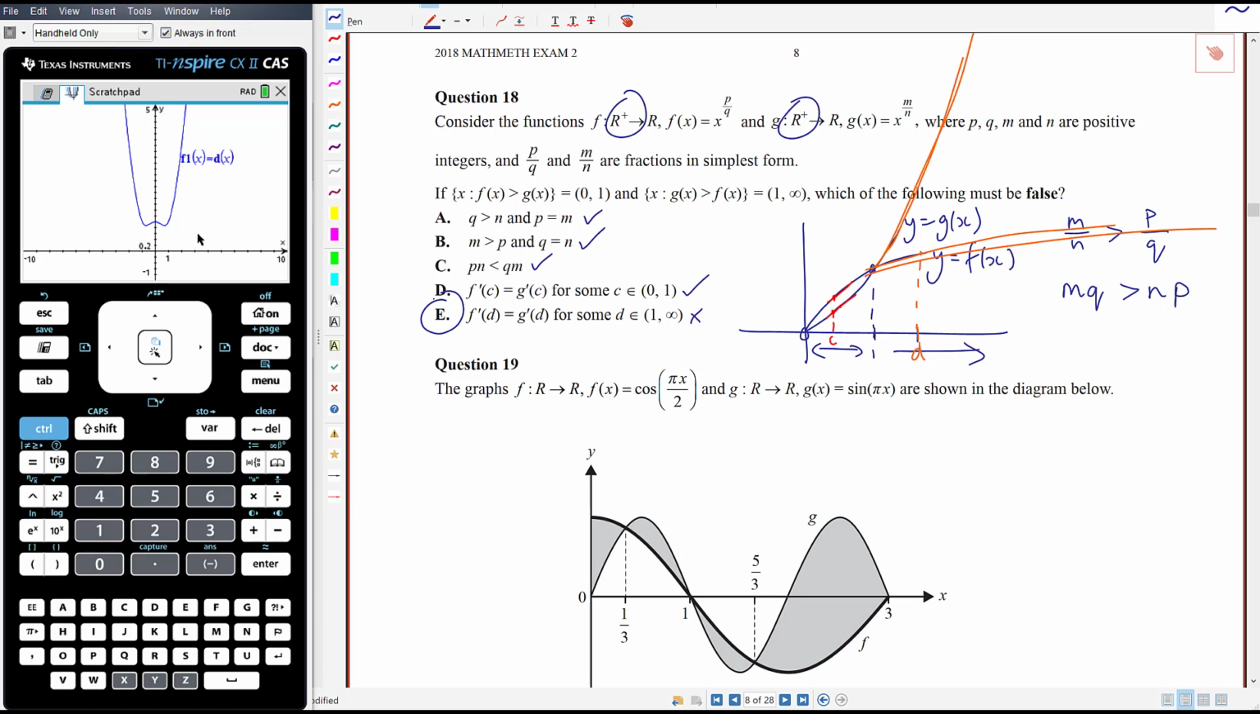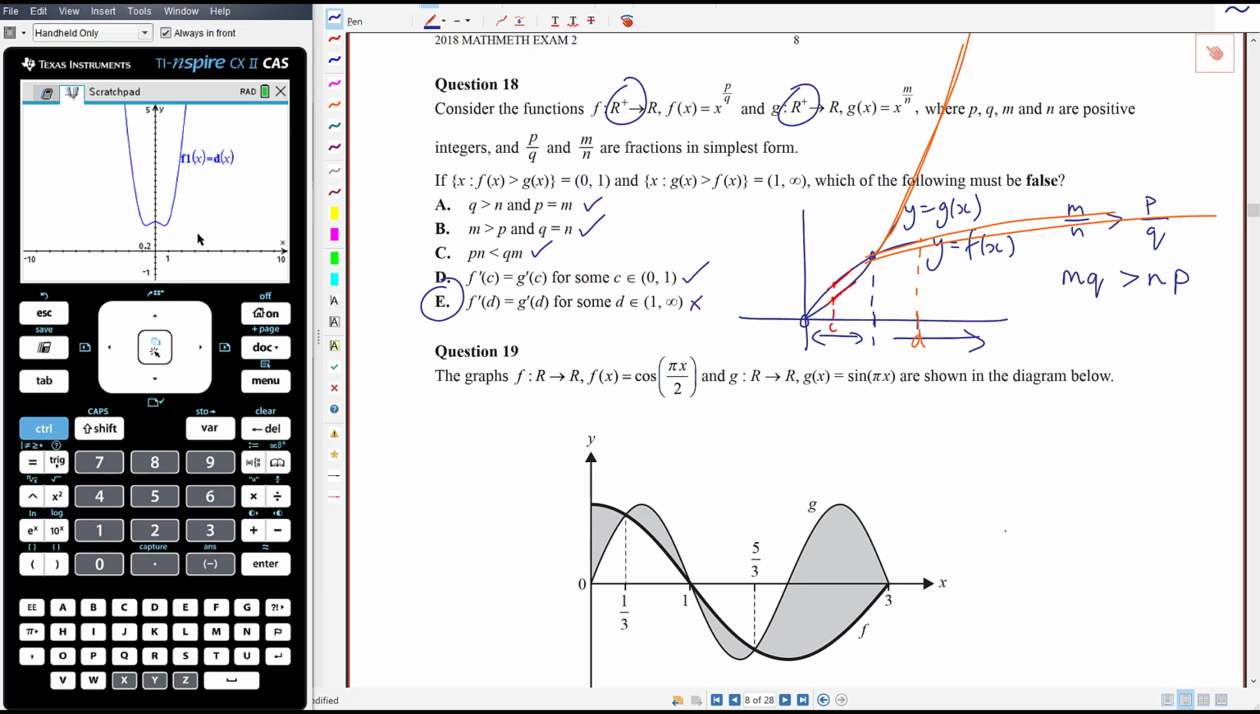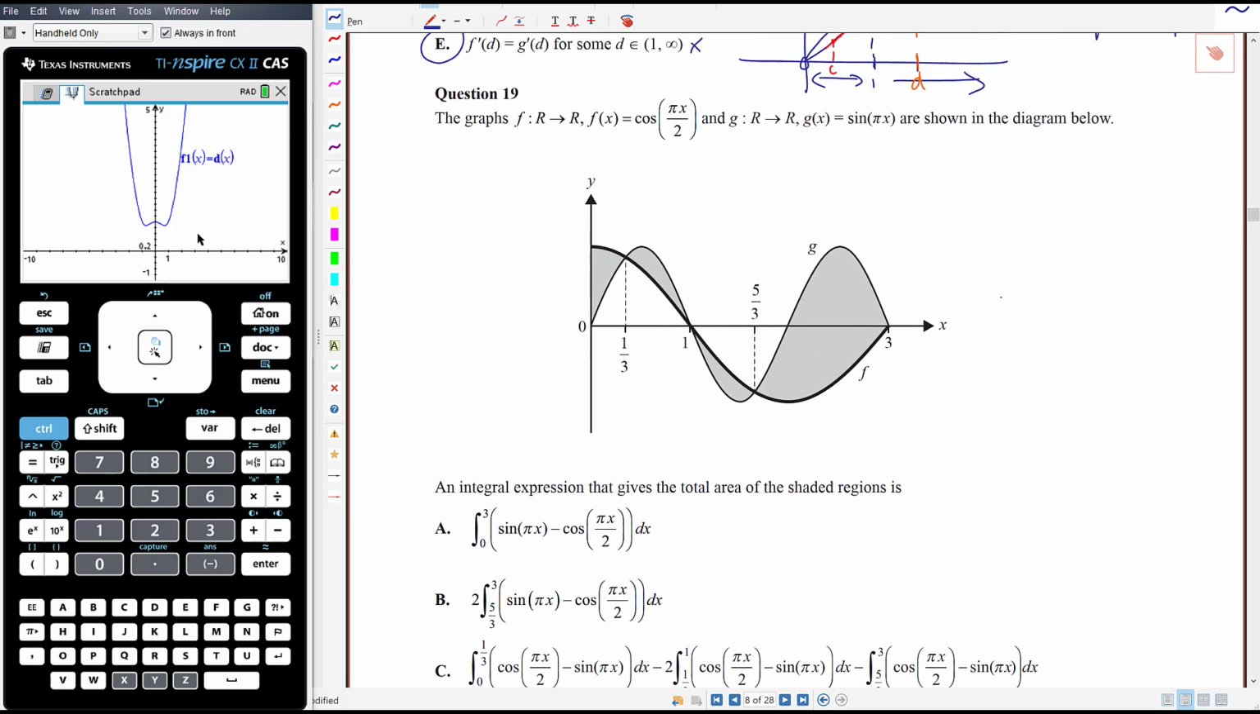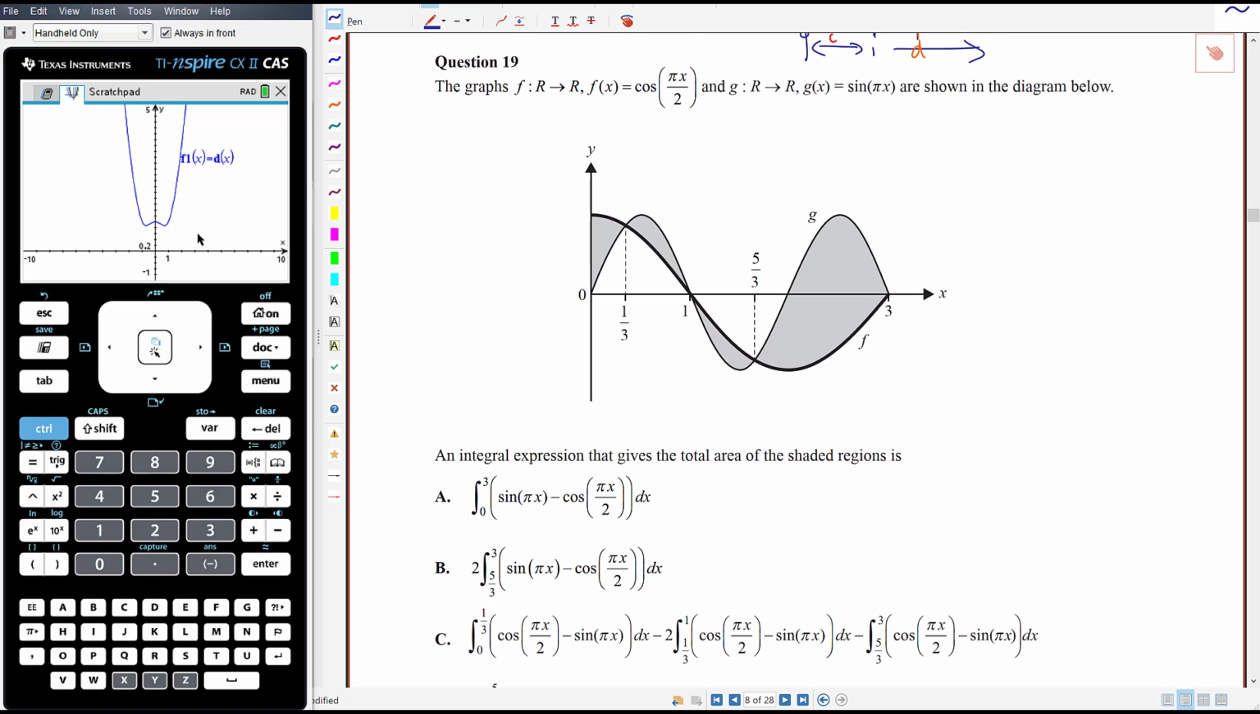So E. That one's quite tough. There's quite a lot of reasoning to get through that. Possibly not worth spending time on for some of you. It would be better to invest your time elsewhere.